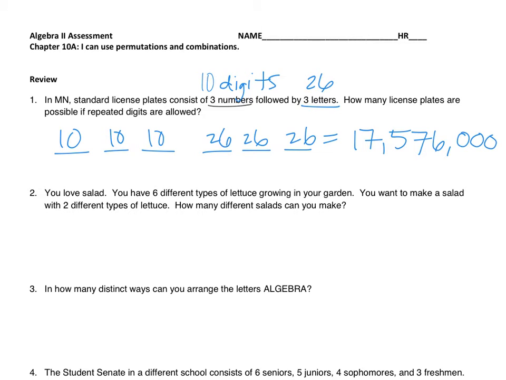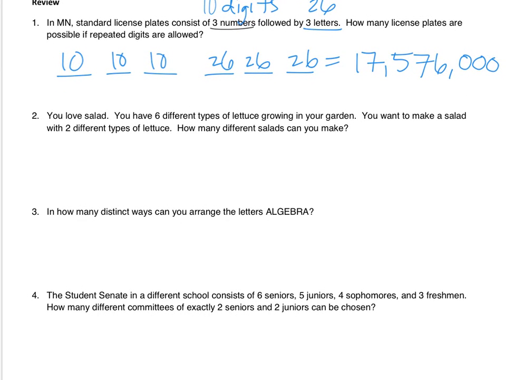All right, question 2. You love salad. You have 6 different types of lettuce growing in your garden. You want to make a salad with 2 different types of lettuce. How many different salads can you make? Here, it doesn't matter what order we pick the type of lettuce. They're both going in the salad. So this is a combination.